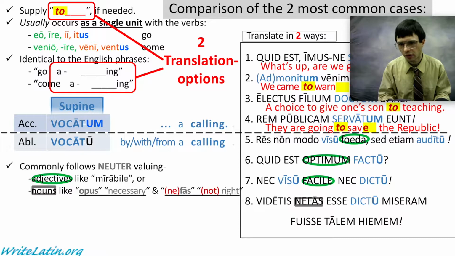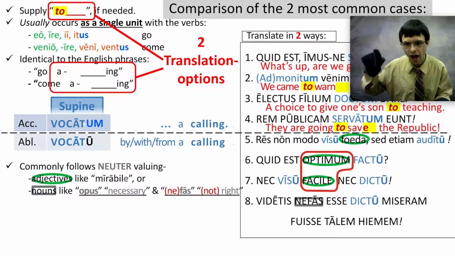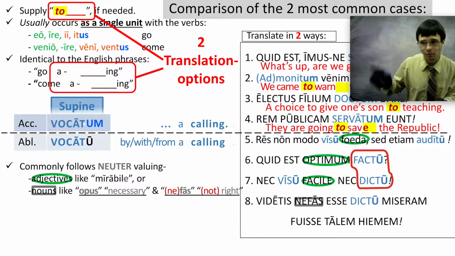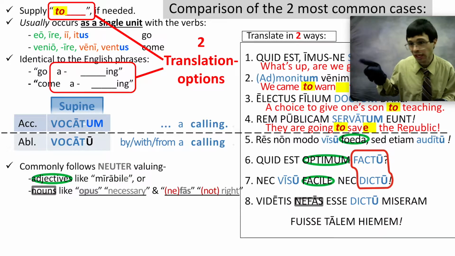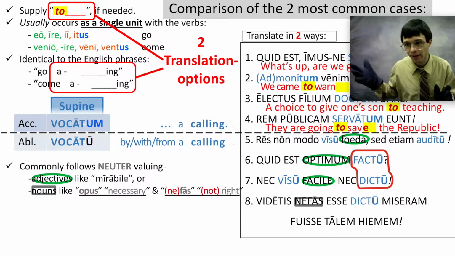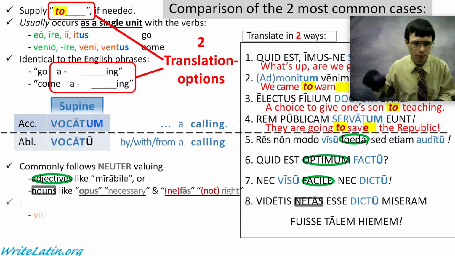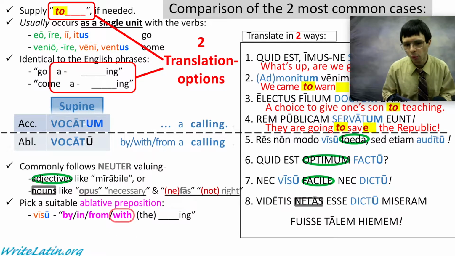There they are. So if you see an obvious neuter like optimum or facile, and then some weird fourth declension ablative after it, blank -u, then guess what? It's probably a supine, by the blanking. And then my second piece of advice is pick a suitable ablative preposition with which to translate it. So visu would be by, in, from, or with the blanking. So by the seeing, in the seeing, from the seeing, with the seeing. Now with, don't use that one. Instead, use something else that means essentially the same thing.